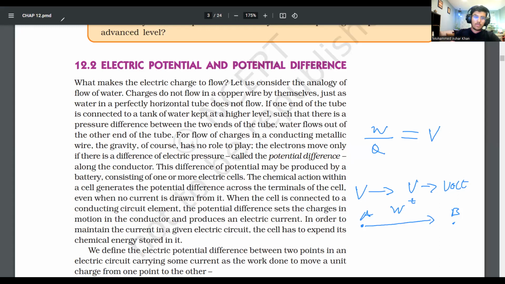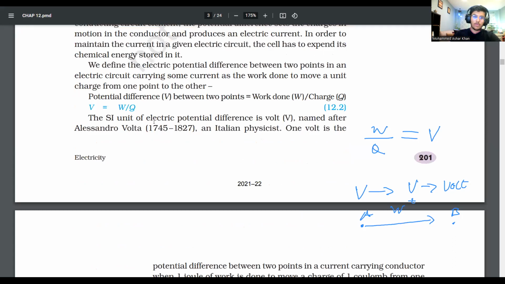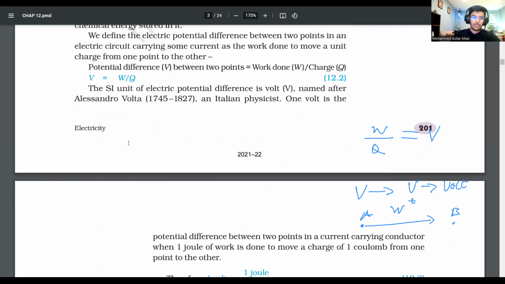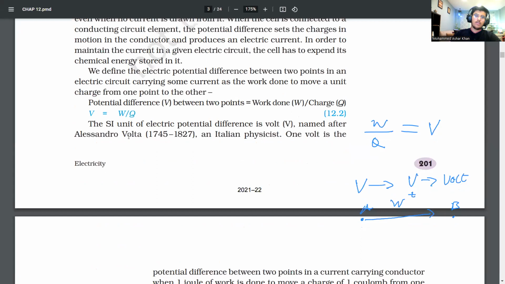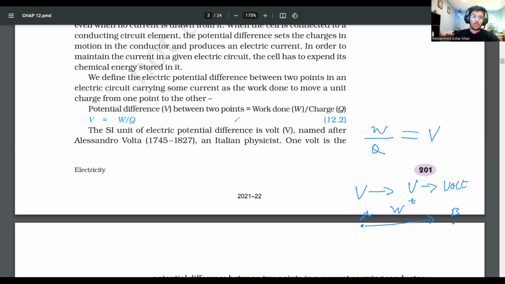Now its mathematical expression, as I already showed you, is W by Q. V is equal to W by Q. So work done per unit charge. So if you want to move one unit charge from A to B, the work done for that unit charge, or per that unit charge, is known as potential difference. It is denoted as V. SI unit of electrical potential difference is volt, named after Alessandro Volta from 1745 to 1827. That's his lifespan, an Italian physicist.